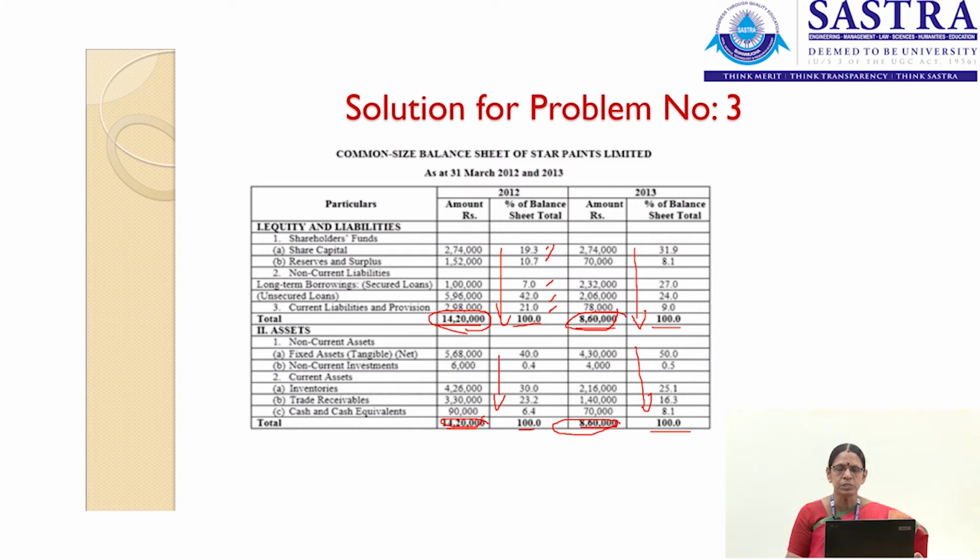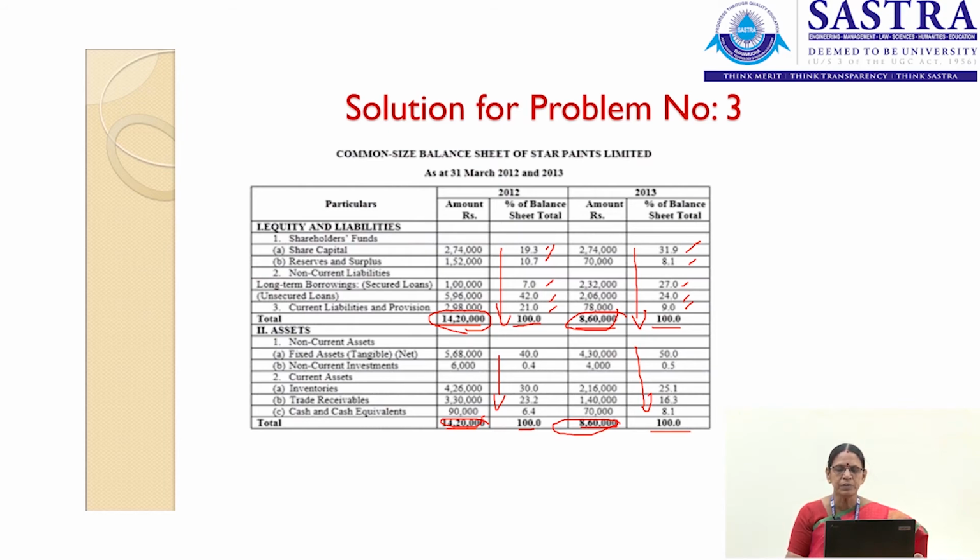The same way for 2013, we can say 31.9% as share capital, 8.1% as reserves and surplus, 27% as long-term secured loans, then 24% as unsecured loans and 9% is your short-term borrowings. See to it, the proportion 19.3% is increased to 31.9, right? So this shows that the proportion to your own balance sheet total has increased. That is, the balance sheet total 14,20,000 is decreased to 8,60,000. So these changes in your percentages are right.